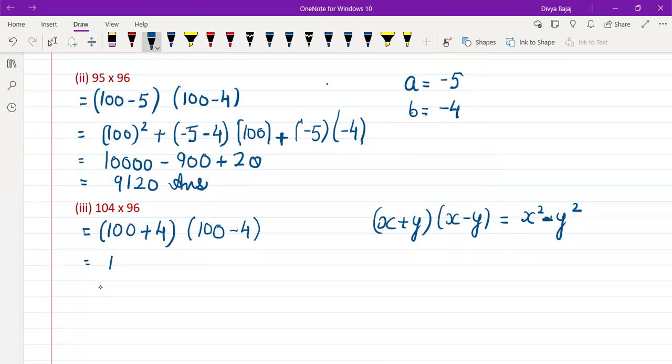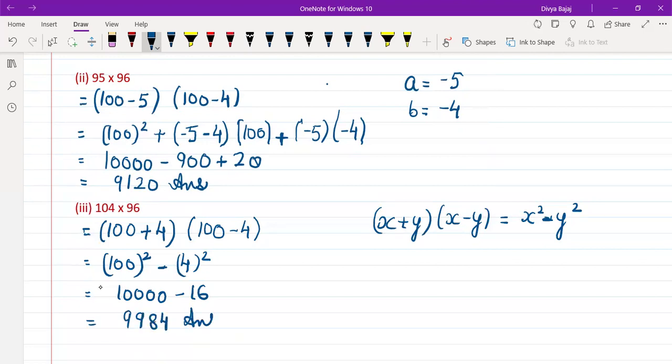It is 100 square, the square of the first term, minus the square of the second term, which is 4. So this is 10,000. 4 4s are 16. So subtract it and you will have the answer 9984. So this is the third part of question 2.